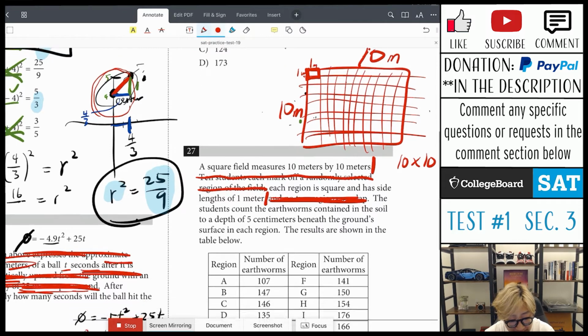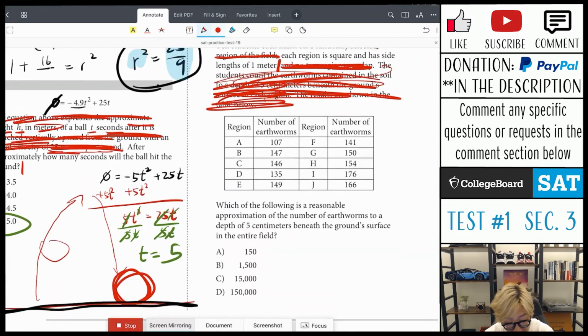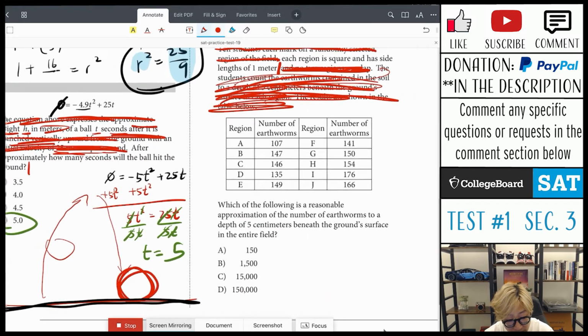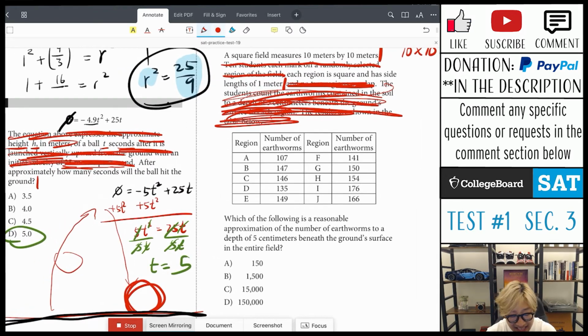The students count the earthworms contained in the soil to a depth of 5 centimeters beneath the ground surface. Wow, yeah, man. Well, yeah, whatever. The results are in the table right there. Okay, cool. So, which of the following is a reasonable approximation of the number of earthworms to a depth of 5 centimeters beneath the ground surface? Okay, so what's the number of earthworms in the entire field?